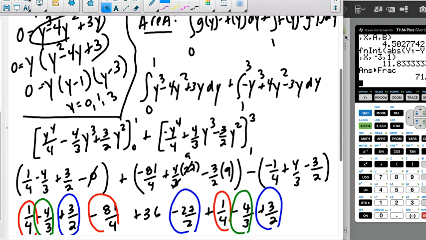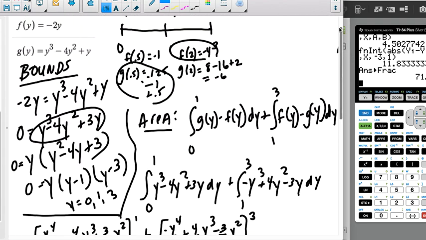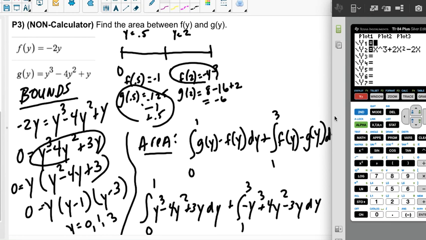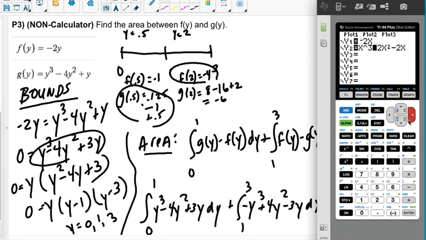So if we check it, that's kind of reassuring that we got the same answer. If we check this, I'm going to go ahead and go to my y equals, right? I'm going to put in a negative 2x, and here I already have the x cubed, because remember that's my y cubed. This is a minus 4y squared, but it's an x squared. And then this is a plus just the x, right? That checks out, and then I can quit out.